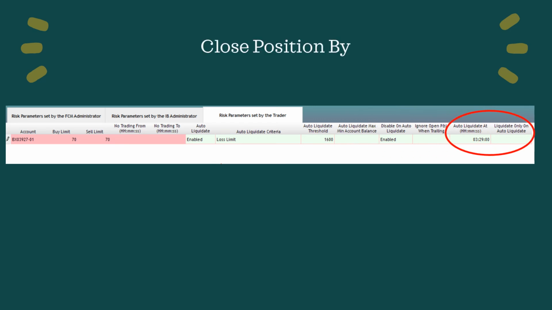set an auto liquidate at what time, so that it will close all the positions of my contracts and I will not have any contracts open overnight. Over here, I set it as 3:29, mainly because it's attached to my own time zone.